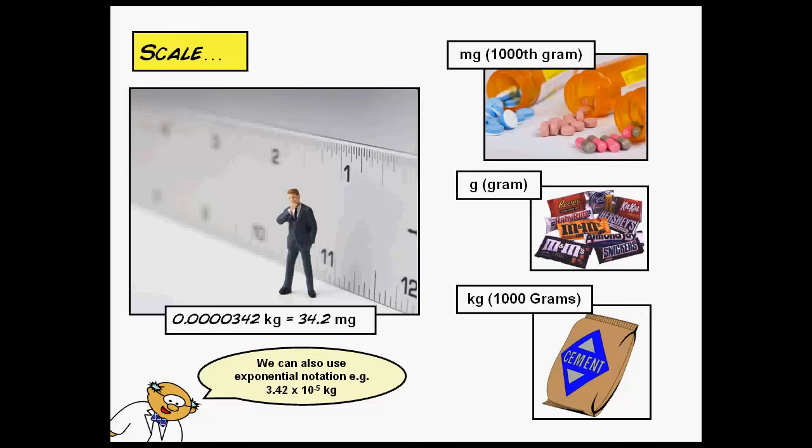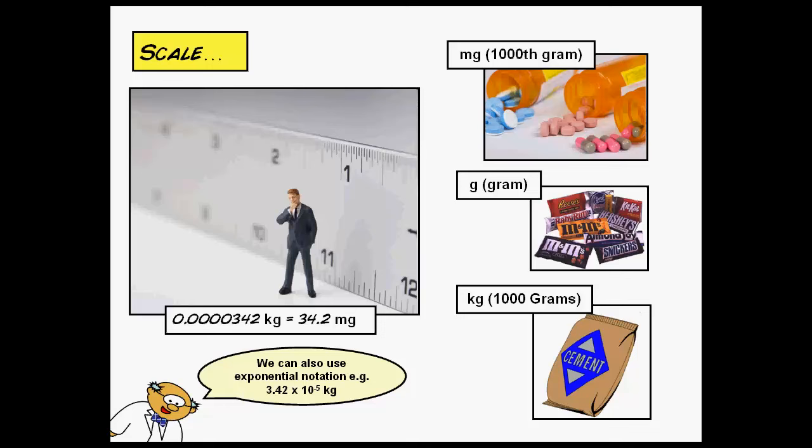We can also use exponential notation. For example, we could write this down as 3.42 times 10 to the minus 5 kilograms as opposed to 34.2 milligrams. This again avoids having all those zeros and makes it much easier to see the number of digits that we're really interested in.